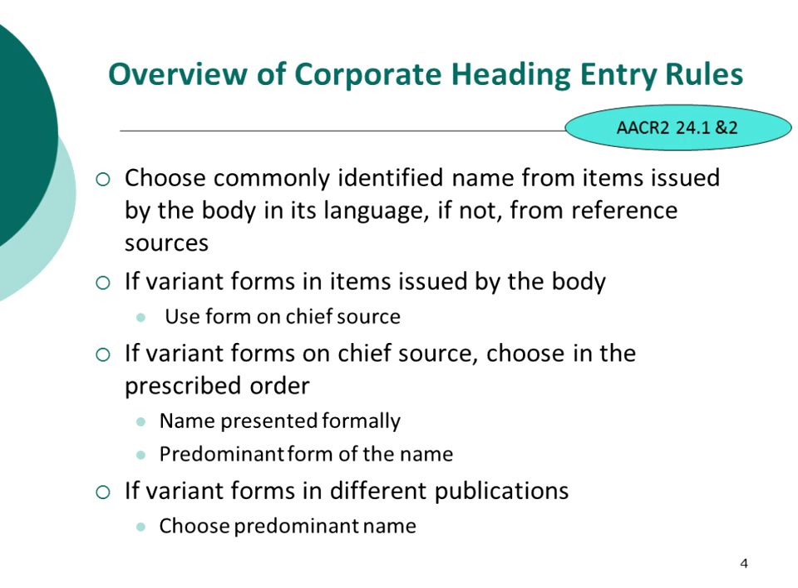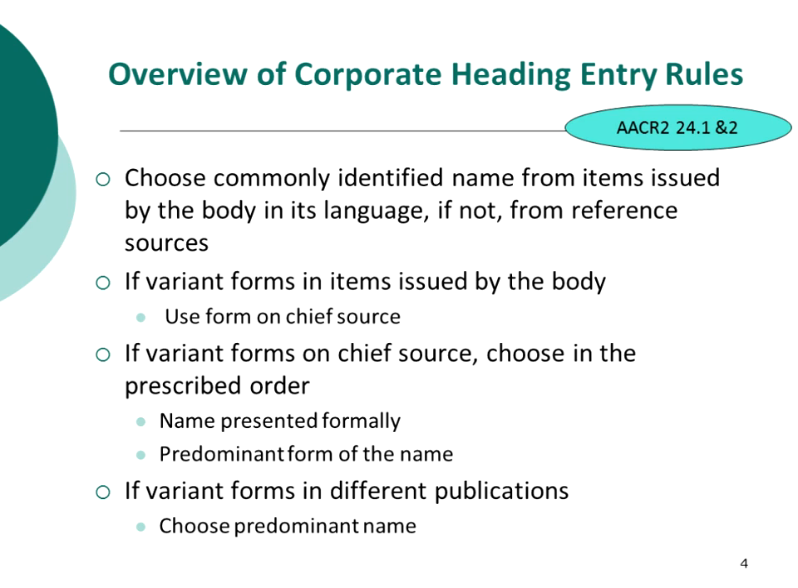Now, according to the rule, choose a commonly identified name from items issued by the body in its language. If that condition does not apply, you can choose a form from reference sources. So we are talking about a commonly identified name. And so normally, the rule calls for entering a corporate body directly under that commonly identified name. Okay, so we're talking about the direct entry rule for corporate heading.